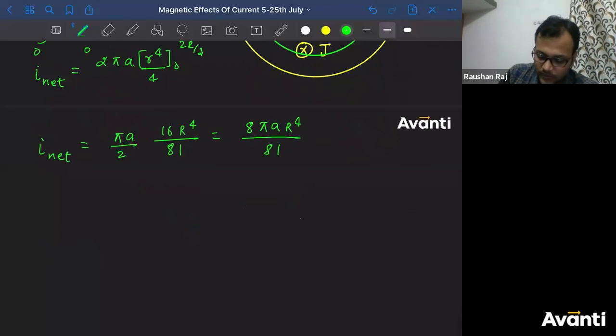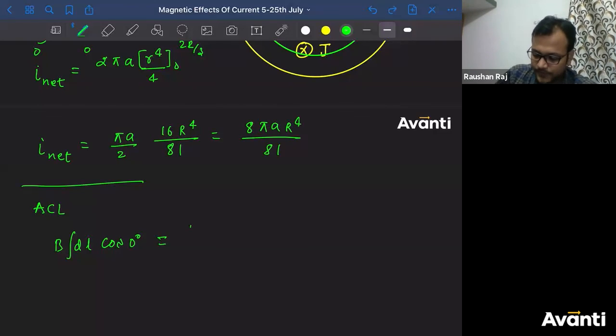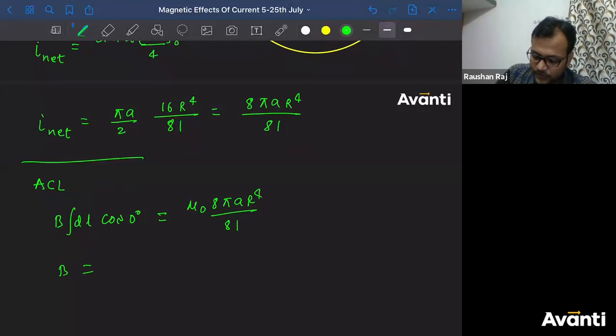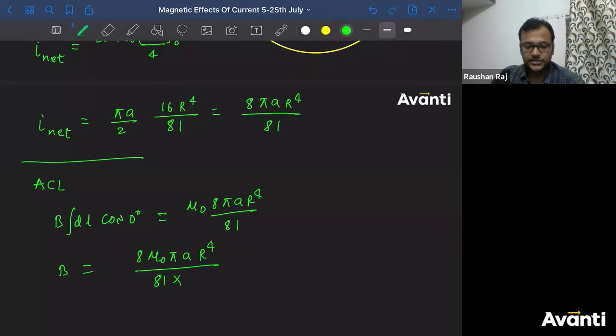And mu naught. Now I'm going to use Ampere's circuital law. So I'll write B into DL into cos of 0, considering the angle 0 part, equal to mu naught 8 pi A R to the power 4 divided by 81. Okay? So now B will be equal to 8 mu naught pi A into R to the power 4 divided by 81 into, what will be the integration of DL? 2 into pi into R. Radius is what? 2R by 3.